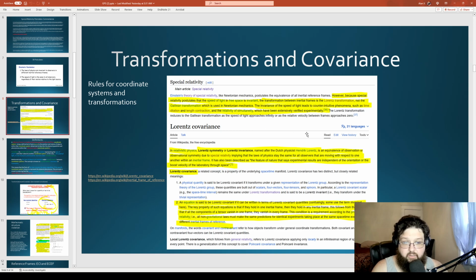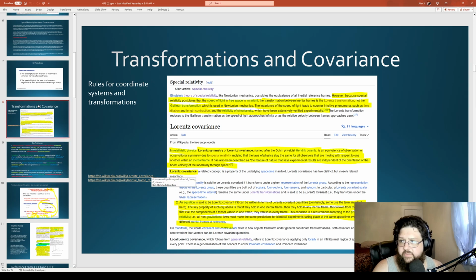I know this is from Wikipedia, but it's actually really to the point information on how Lorentz covariance works.